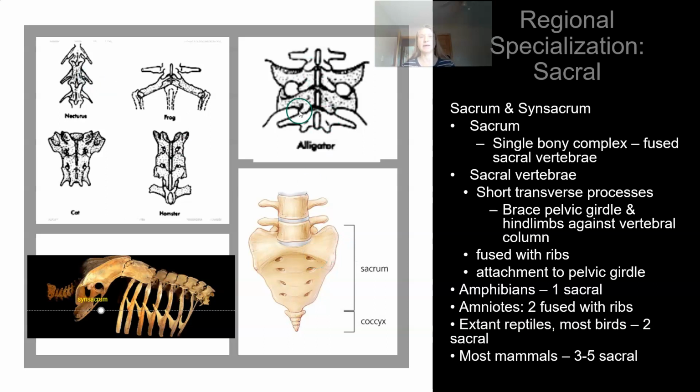So here we have alligators with two sacral vertebrae fused together. And again, most mammals have 3 to 5 that are fused. And you can kind of see that. Here's one, here's another, here's another. So you can see that fusion of those bones.